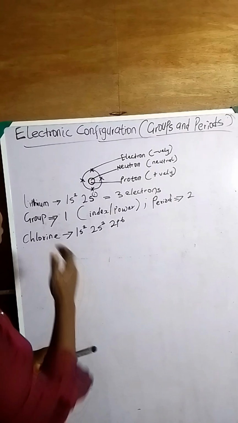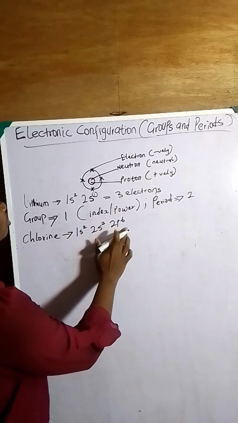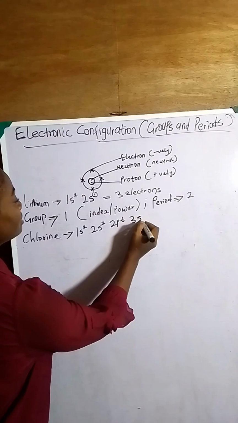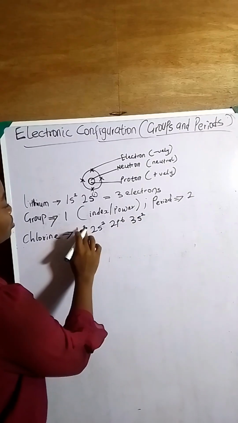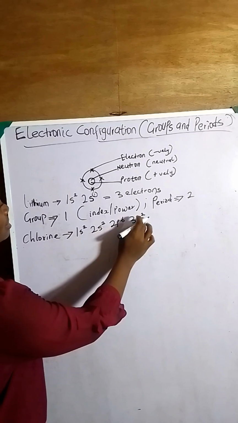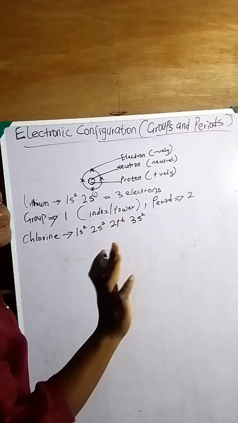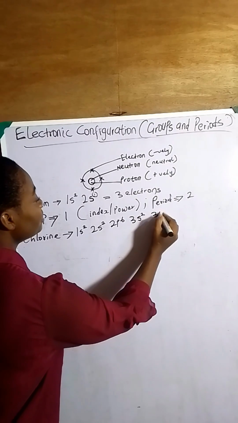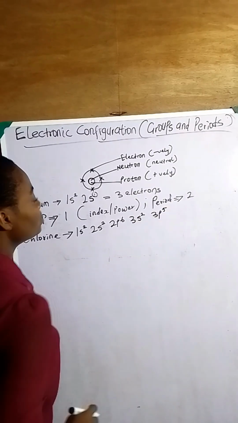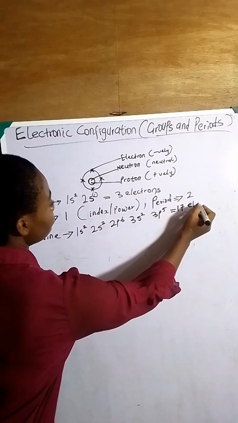So let's continue. We want to find chlorine. So we have 1s2, 2s2, 2p6, 3s2. This is 2, 4, 6, that's 10, and this is 12. So chlorine is what? 17. How many are remaining? 5. Okay. So we'll have 3p5. Good. So chlorine has 17 electrons.